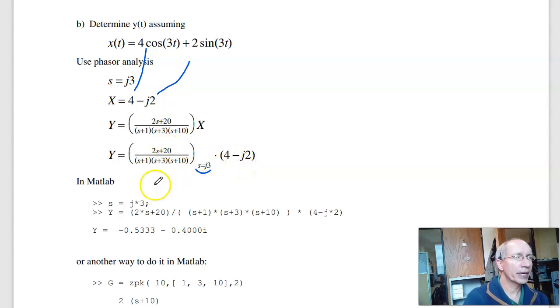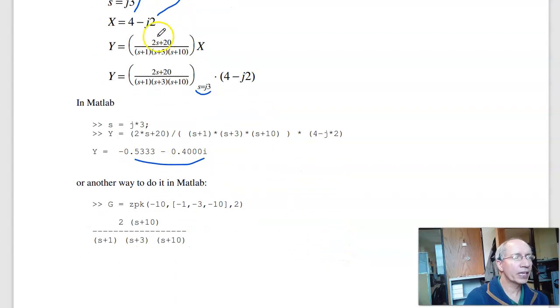I can do that in MATLAB, just saying S equals J3, and it's almost the way you type it. 2 times S plus 20 over S plus 1, S plus 3, S plus 10, making sure you get the parentheses right, times 4 minus J2, I get a complex number.